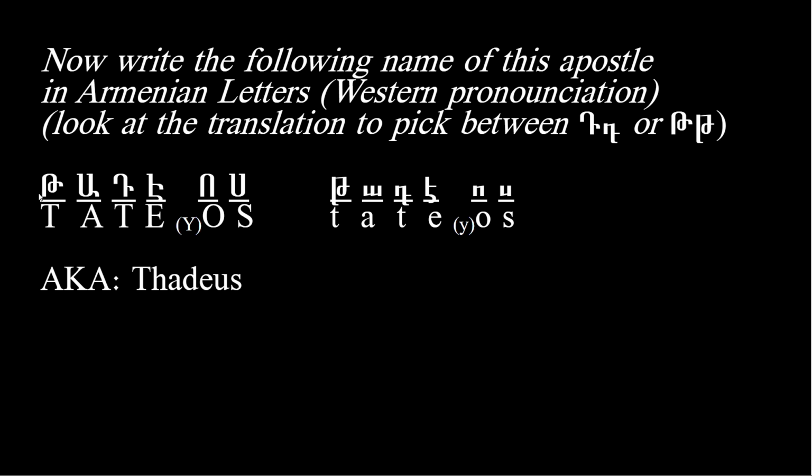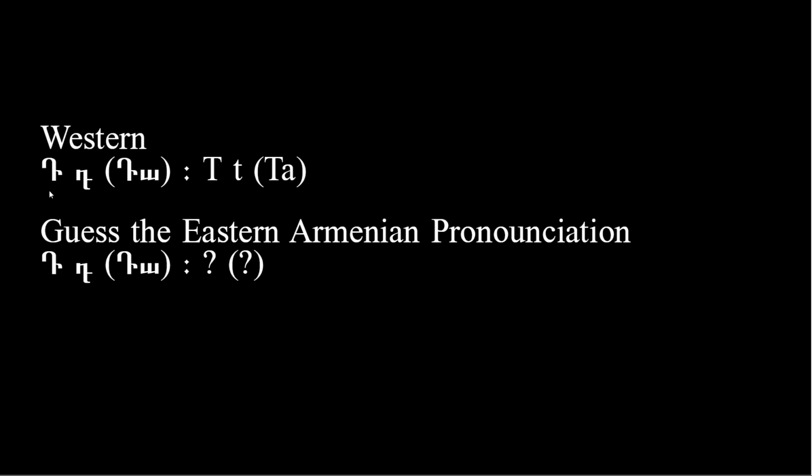Tateos. So hopefully you use To for the Th sound, because in Armenian we don't have Th. So instead of the Th, we use the letter To. And then here we have the D sound, which in Western Armenian we use the T sound. So in Western Armenian, this letter Ta is pronounced with a T. But in Eastern Armenian, I want you to guess what the pronunciation is. So I'll pause the video and show the solution in 3, 2, 1. Da.